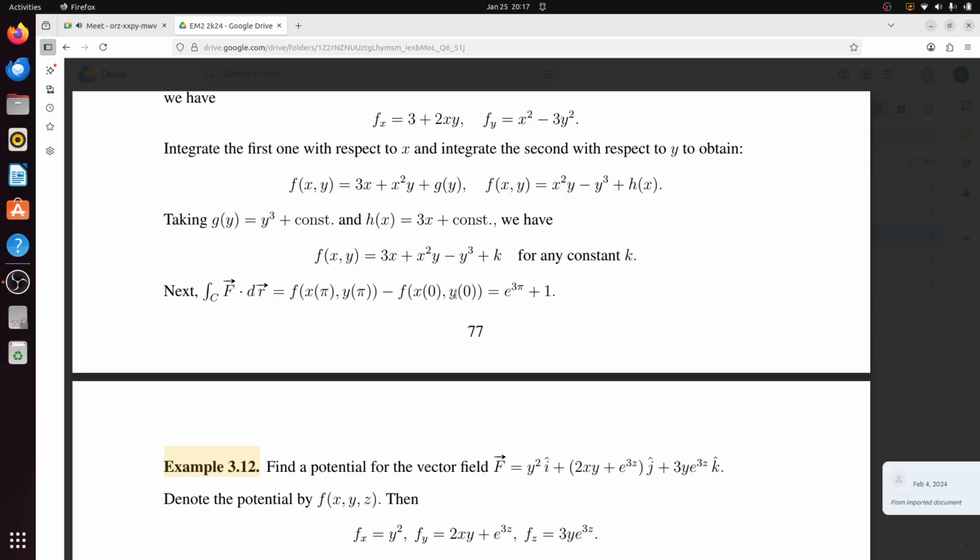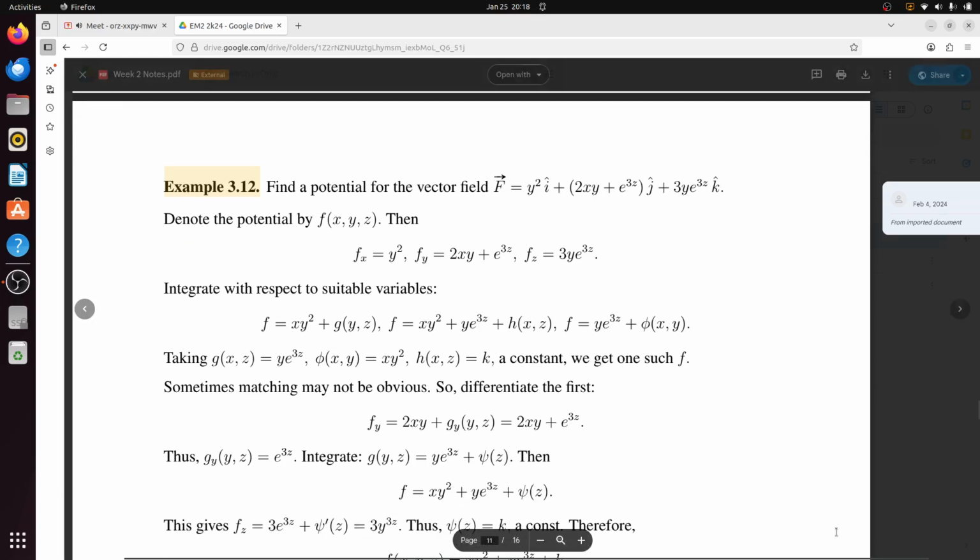Sir, answer is xy square plus y e की power 3z. ओके, इज इट करेक्ट सुमित्रा? Yes, sir. xy square e की power 3z.